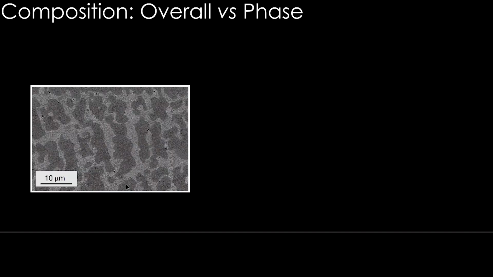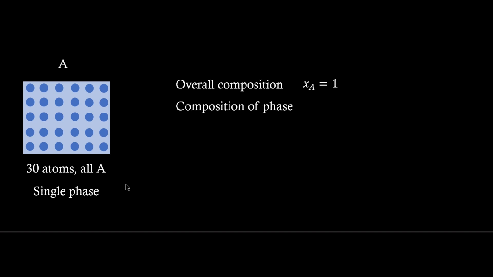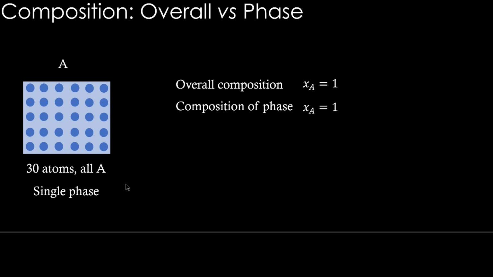Let's consider some hypothetical cases of pure elements and phases and understand overall composition and individual phase compositions. So let's imagine the phase equilibria. This is now a single phase. The XA1 is the overall composition, and the composition of the phase is also going to be the same because it's only a single phase. So the overall composition and phase composition are the same in this case.